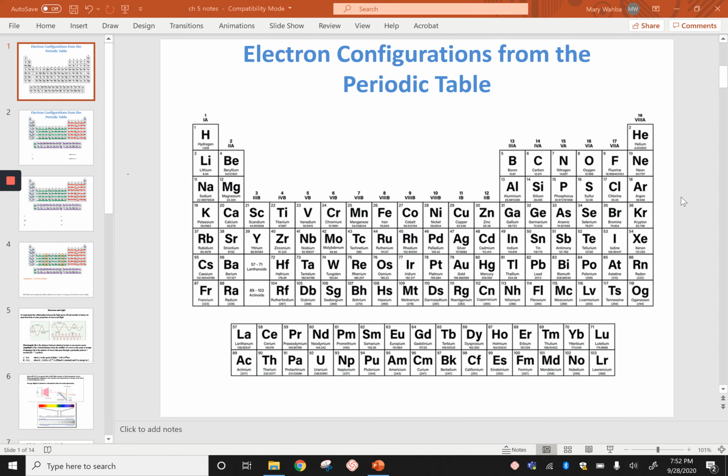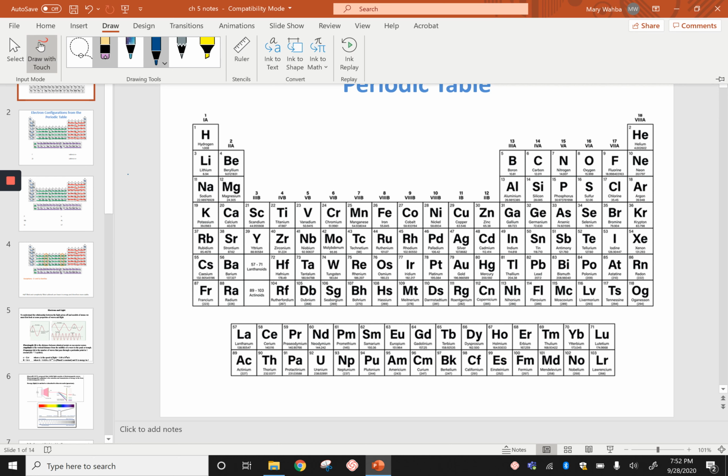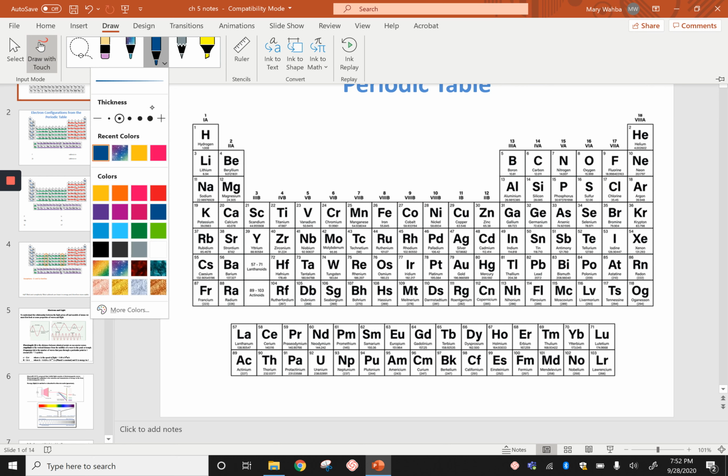We are going to talk about electron configurations and how to get them from the periodic table. So no need to memorize the order because you can get it from the periodic table. If you remember, we have energy levels first, so we're going to start with those.